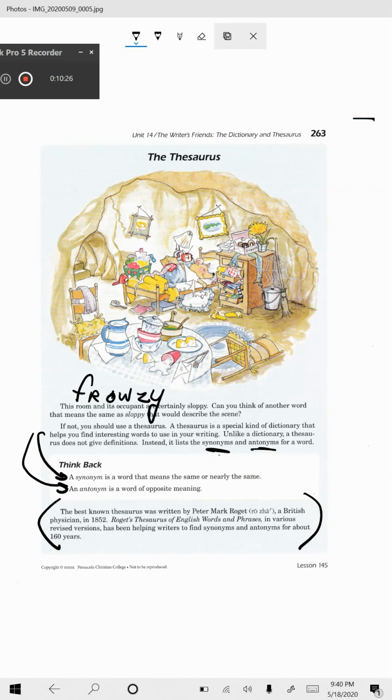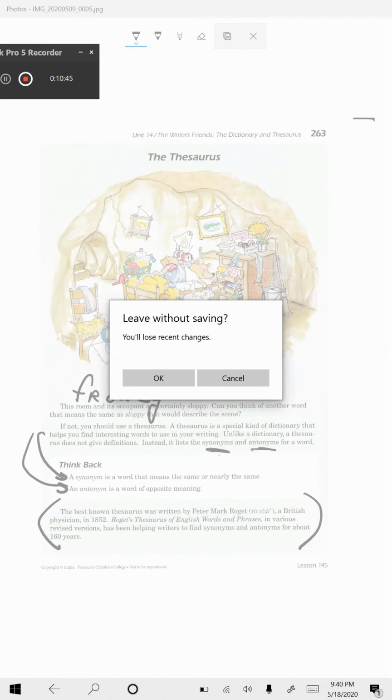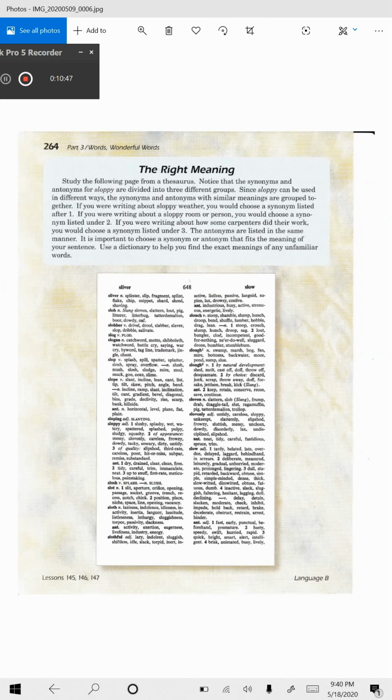The best known thesaurus was written by Peter Mark Roget, a British physician, in 1852. Roget's Thesaurus of English Words and Phrases in various revised versions has been helping writers to find synonyms and antonyms for about 160 years. All right, now let's go to the next page. So we're going to refer to this as we do the next page.